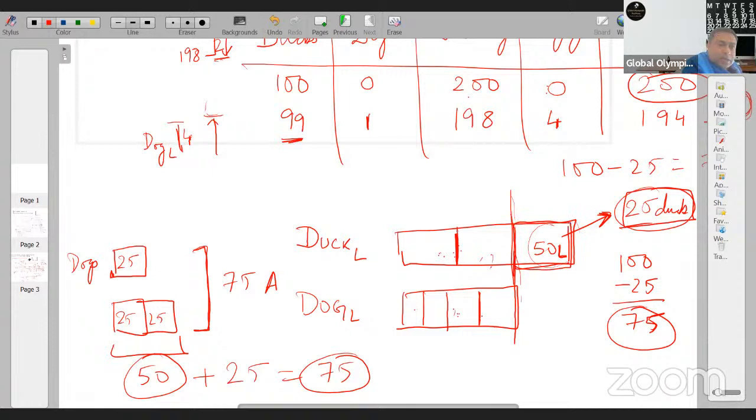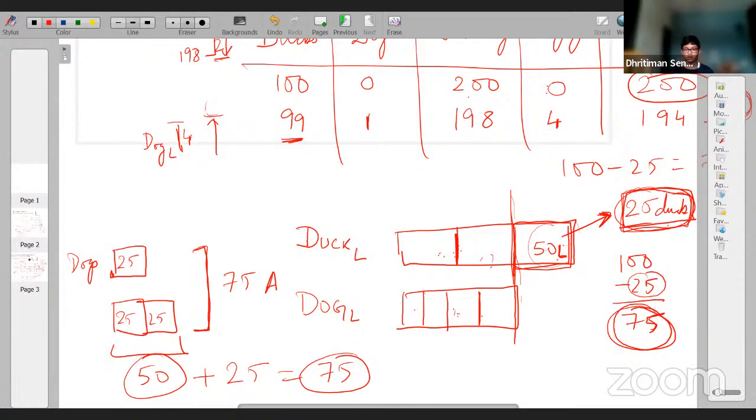Correct? Yes. These 50 legs of ducks come from how many ducks? It will come from 25 ducks, right? 50 divided by 2, because each duck has 2 legs, right? Now if we take out these 25 ducks from the 100 animals, we are left with 75 animals. Right? Correct? 75 animals, right? Yes, sir. From the total animals, 75 animals.